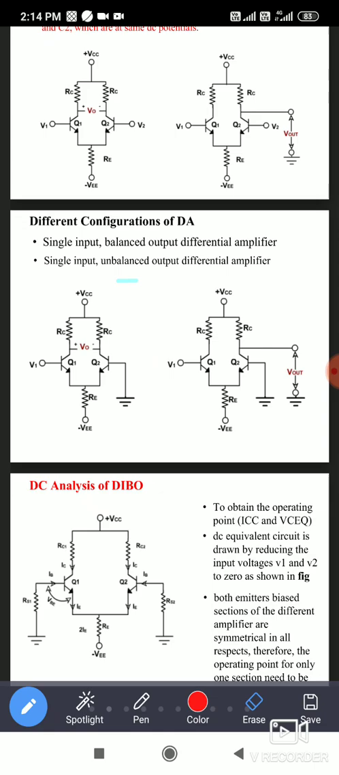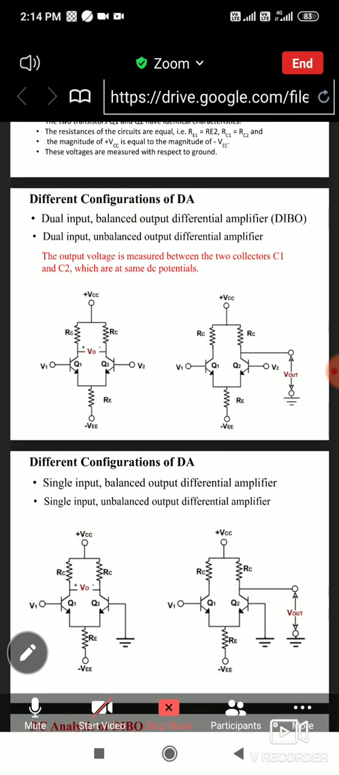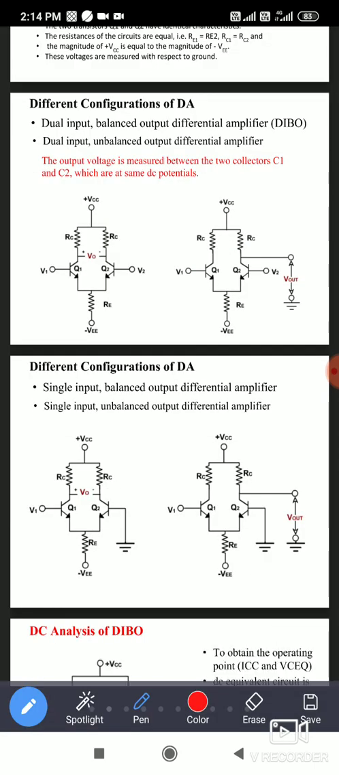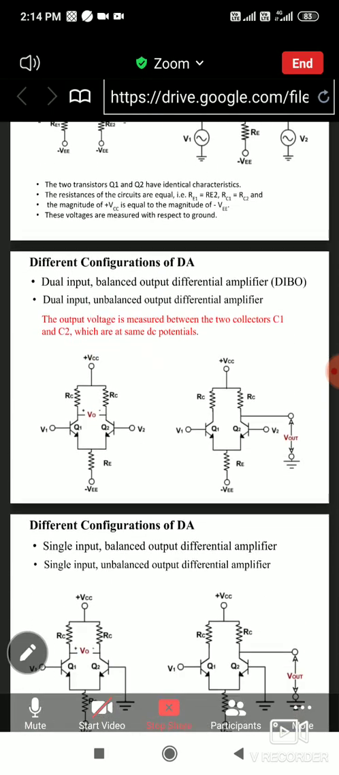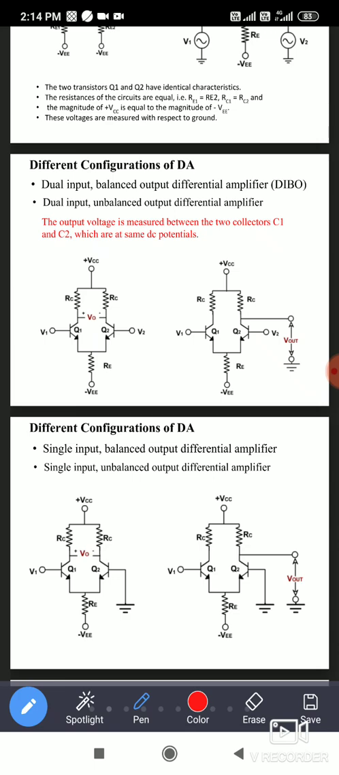Now the third type is the dual input unbalanced output, shown here. Here both inputs V1 and V2 are applied at the bases of transistors Q1 and Q2 respectively, but the output is taken at the collector terminal of Q2. That's why it is called unbalanced output. So two inputs means dual input, unbalanced output. And finally, we have the dual input balanced output differential amplifier, shown here, which we have to understand. So this is called what?